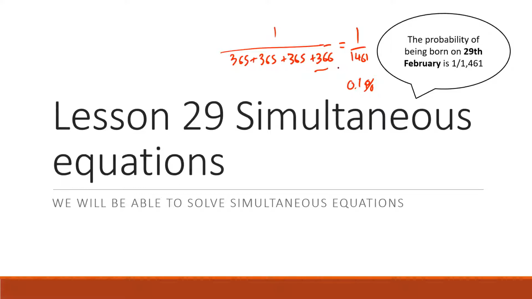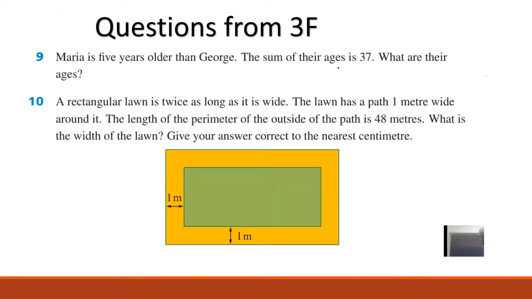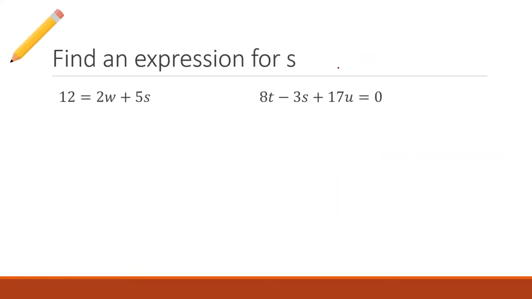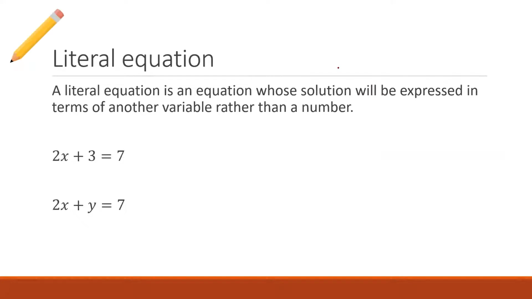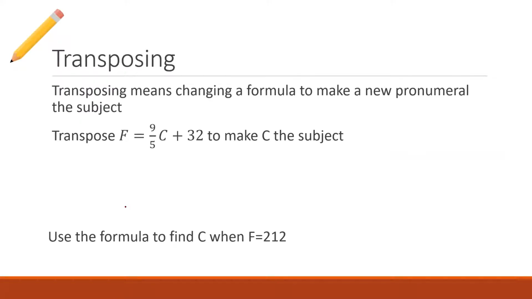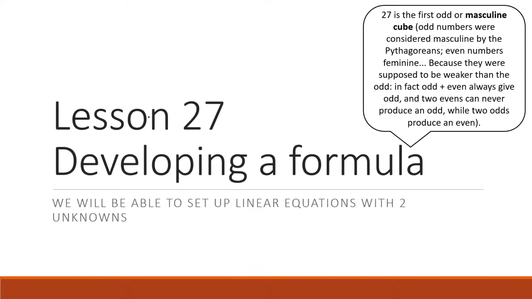Let's talk about simultaneous equations now. Simultaneous equations, we'll be able to solve them. So where have we come from? We've just come from this idea of literal equations. So going back here, literal equations are dealing with 2 variables equaling a value. And then what we did was we dealt with transposing, which is manipulating equations to change what's going to be the subject or not. So that's building up how to deal with equations which have got 2 variables in them.